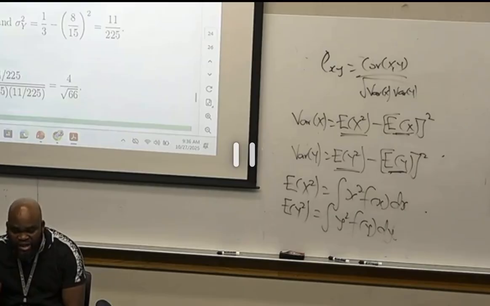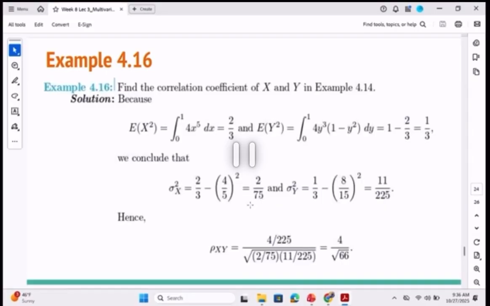Now, because I already have expected value of x squared, the variance of x is going to be what I got for the expected value of x squared minus the expected value of x, squared. That gives me 2 over 75. Then I'm also going to do the same thing to get the variance of y. After getting the variance of x and the variance of y, I'm just going to plug them into the correlation formula. Finally, this is what I got.